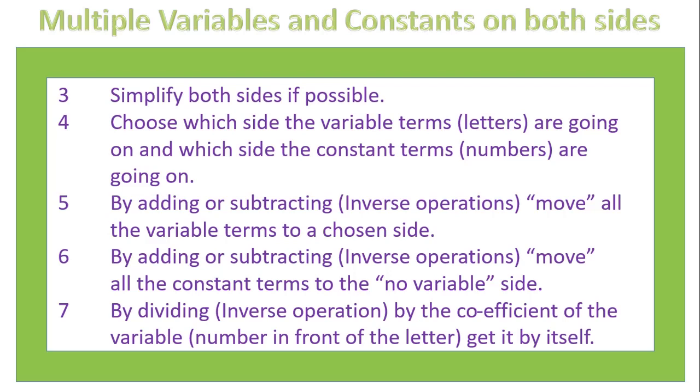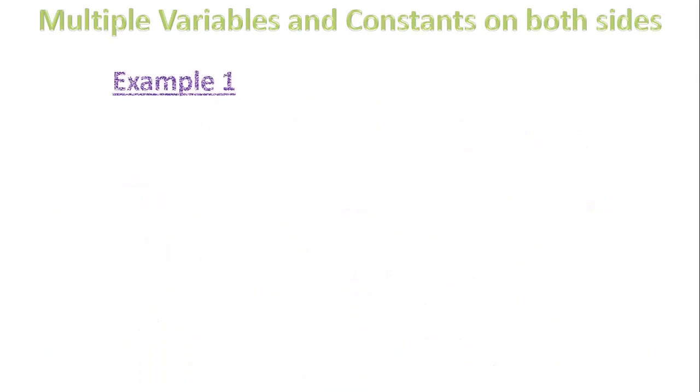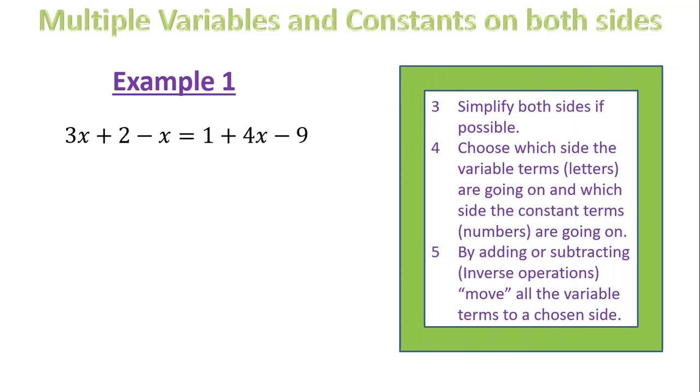So let's have a look at a few examples. Example 1, 3x plus 2 minus x equals 1 plus 4x minus 9. And there we have step 3 to step 5. Step 3, simplify both sides if possible.